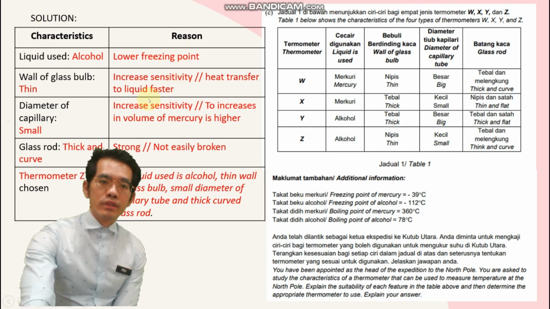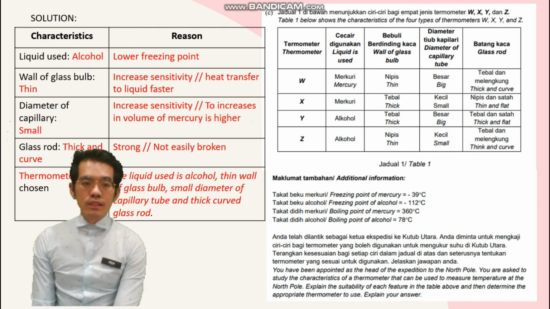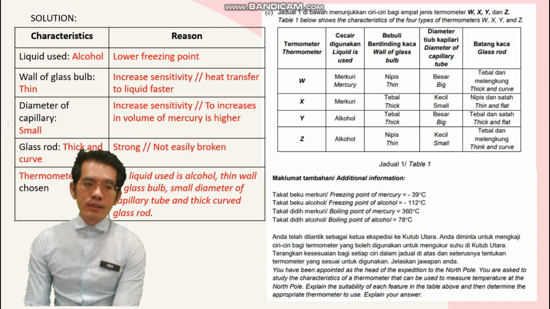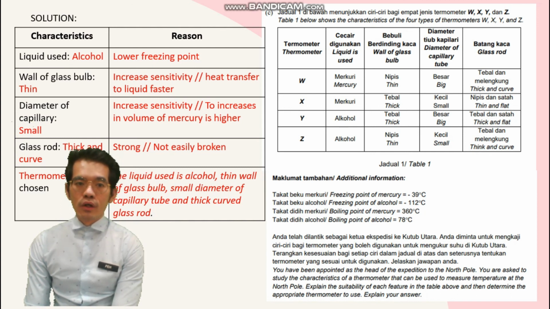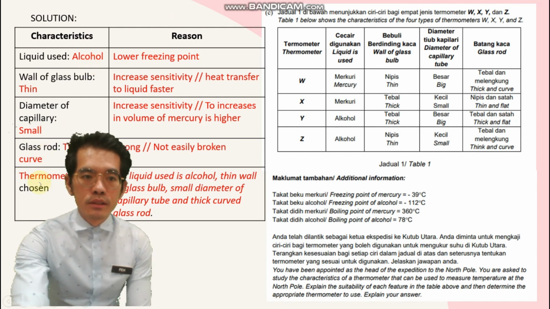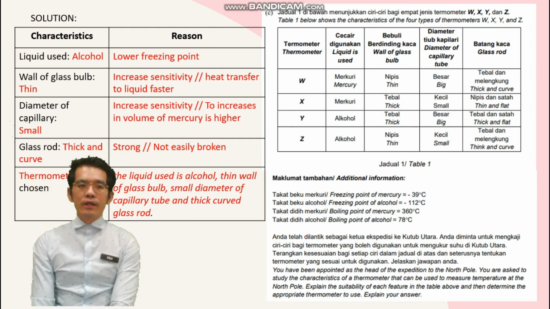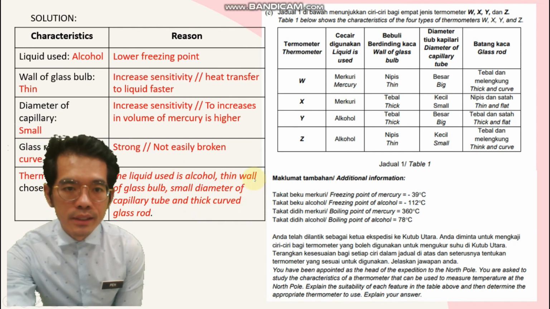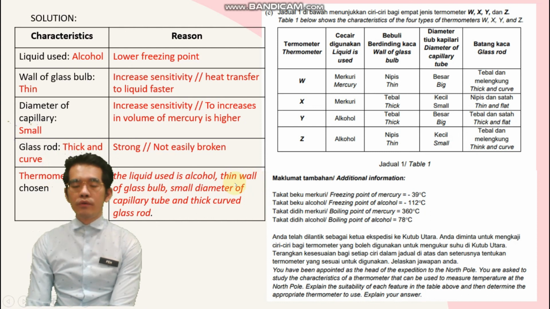And you may write also the increase in volume of mercury is higher, which means that if there is a change of temperature, there will be a significant change of the length of the column of mercury in the thermometer. The fourth character, we choose the thick and curved glass rod, reason strong and not easily broken. So we are sure that the thermometer chosen must be thermometer Z. Okay, and you need to write all the characteristics again, so you will get full 10 marks.